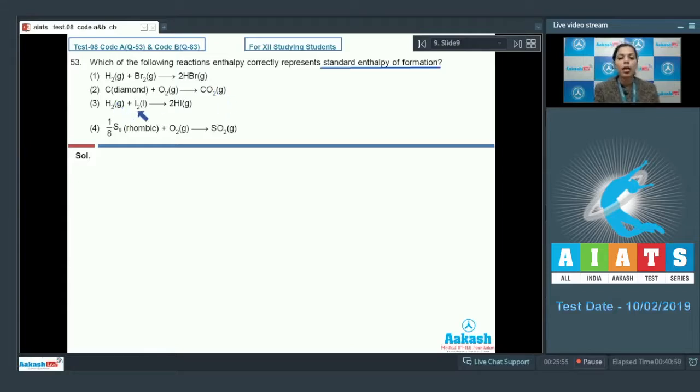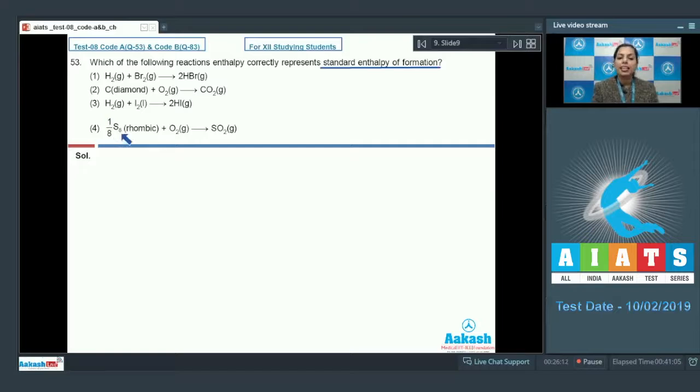Further, H2 plus I2 giving you 2HI. In this case, iodine is there, that's in liquid state, as well as 2 mole of HI are formed. This is also not representing the correct value of standard enthalpy of formation.